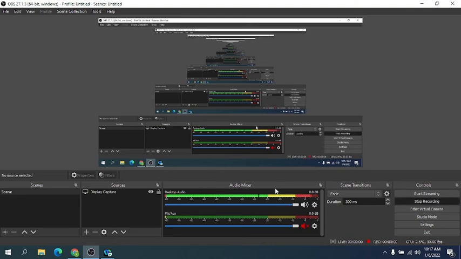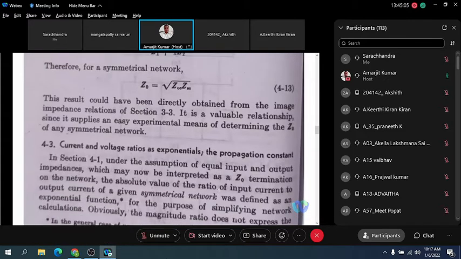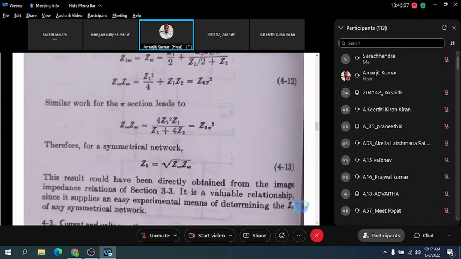The propagation constant and characteristic impedance of a symmetrical network. Okay, so if you remember, for symmetrical T section and pi section of the network, we had discussed characteristic impedance in terms of short circuit and open circuit. So all these things you know, the value of Z naught for T section and pi section.